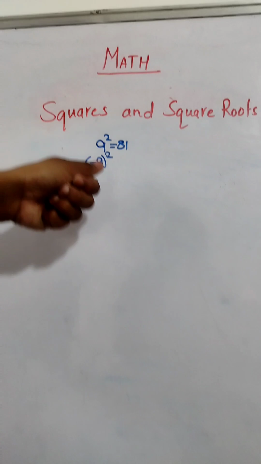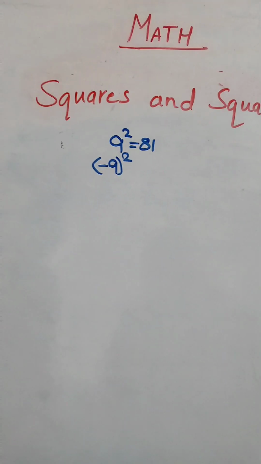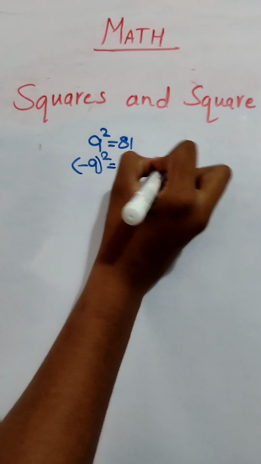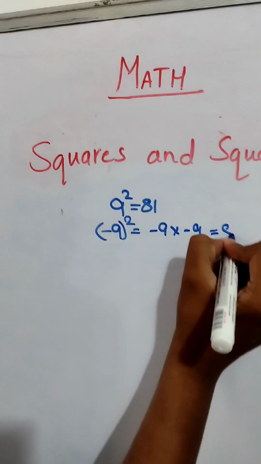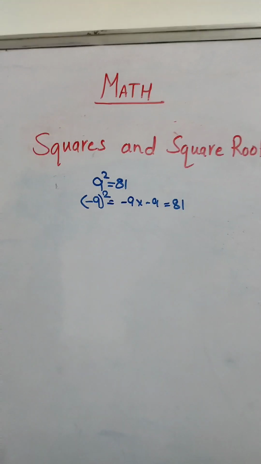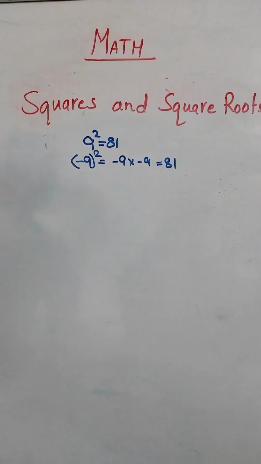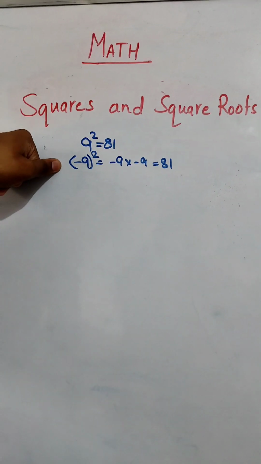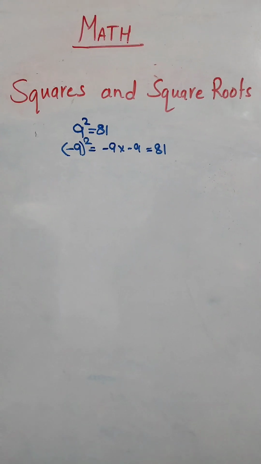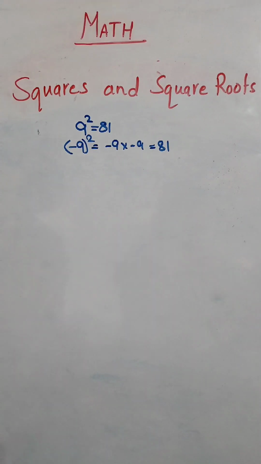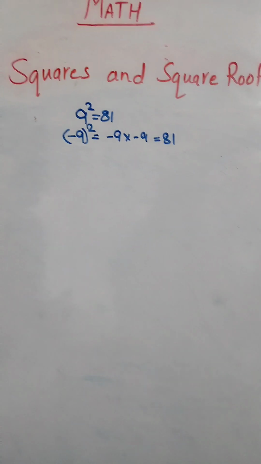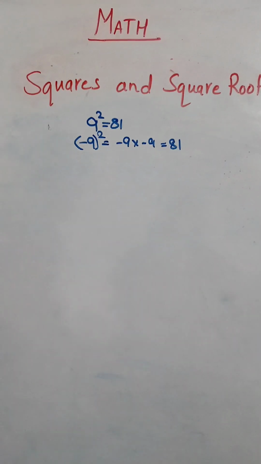When we include the minus here, all we are doing is taking minus 9 into minus 9, which becomes the number 81 again, which means the square root of 81 is either 9 or minus 9. It can be two options in this case, but normally we will take the positive option unless the requirement is to take a negative option.